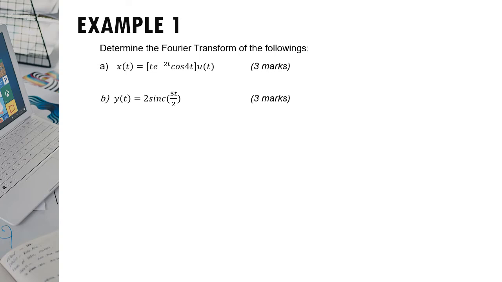Okay, let's look at the first example. There are two sub-questions in the first example. You need to determine the Fourier transform of the following signals. The first thing you need to have in hand is the Fourier transform pairs table.